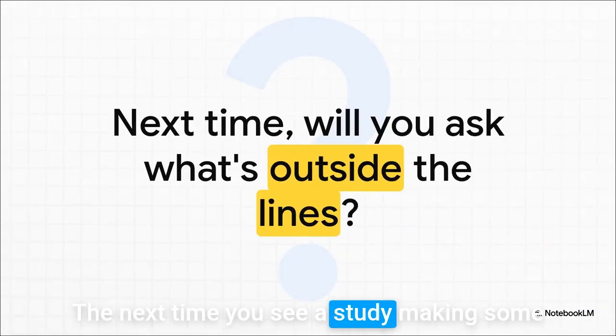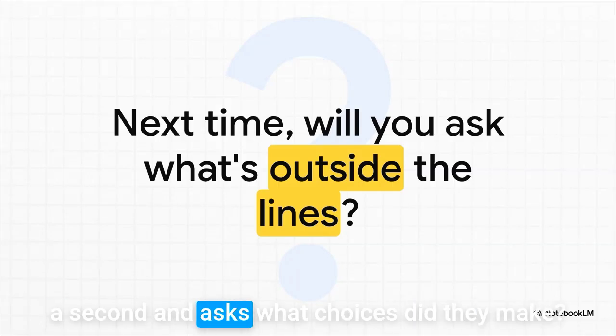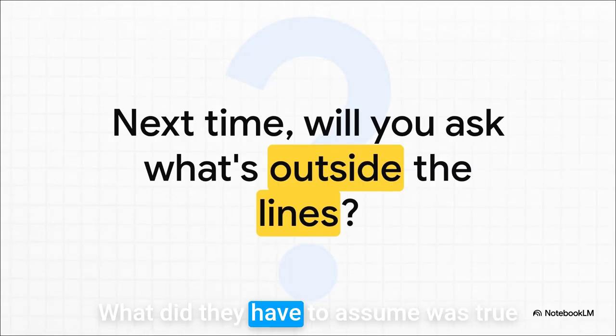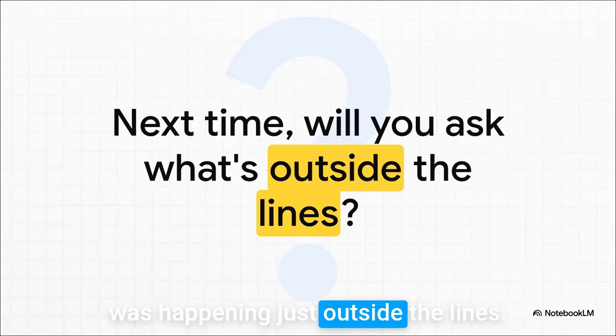The next time you see a study making some huge claim, will you be the person who stops for a second and asks, what choices did they make? What did they have to assume was true? And maybe most important of all, what was happening just outside the lines?